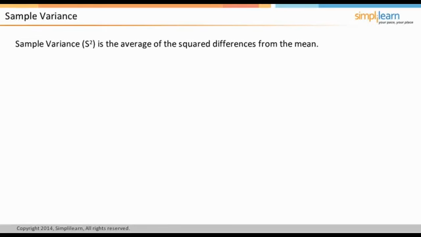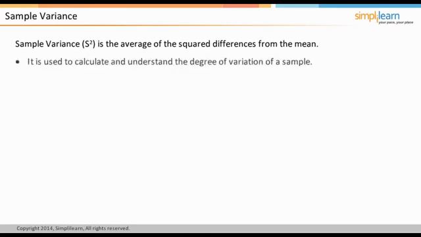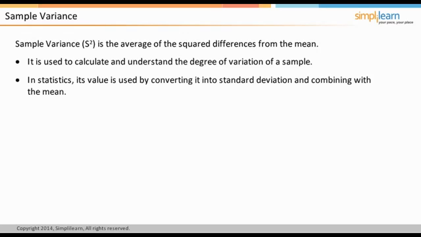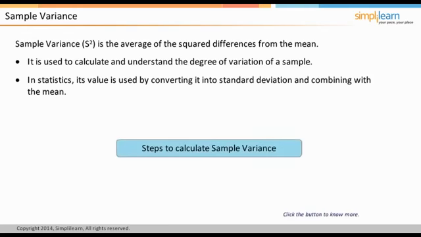Sample variance is defined as the average of the squared differences from the mean. The sample variance, that is S-square, can be used to calculate and understand the degree of variation of a sample. It can also be used in statistics. However, it cannot be used or explained directly because its value does not provide any information. To use the value, you have to first convert it into standard deviation and then combine it with the mean. Click the button to know the steps for calculating the sample variance.